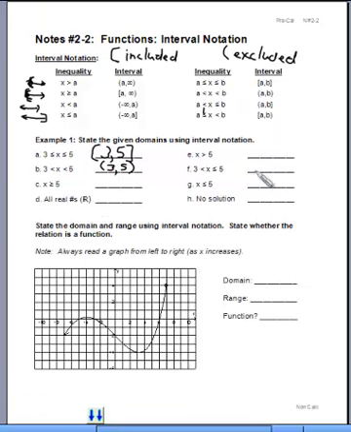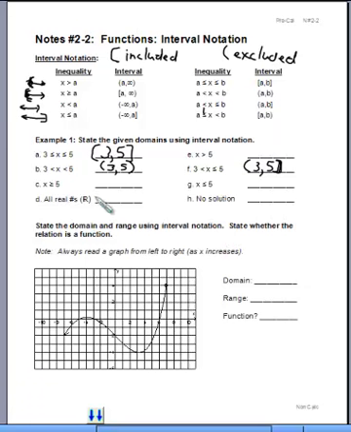Now here's another 3 to 5. Let's look at this one. Now it goes from 3 to 5. It doesn't include 3 because there's no line under there, so you have a curved bracket. But it does include 5, so you have a square bracket. So you can have both types of bracket on the same interval.